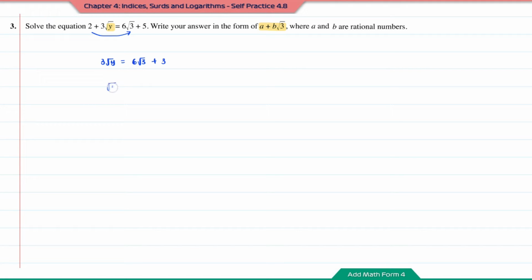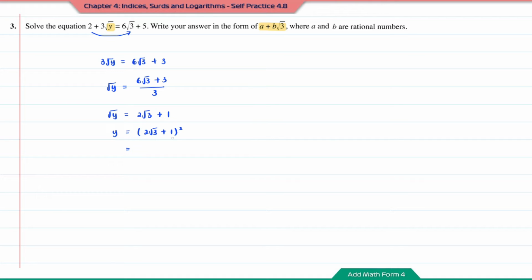So it's going to be 6√3 plus 3 divided by √3. So 6√3 divided by √3, I'm going to have 2√3, plus 3 divided by √3 is equal to 1. Next, I'm going to move this square root to the other side. Therefore, it's going to be the square of this.